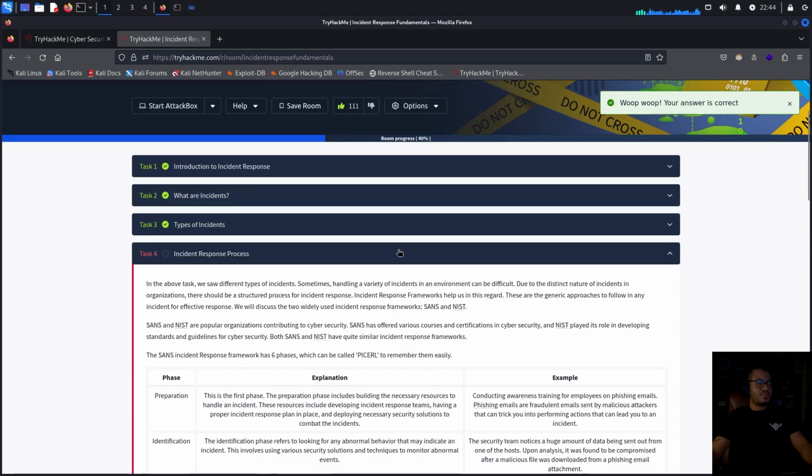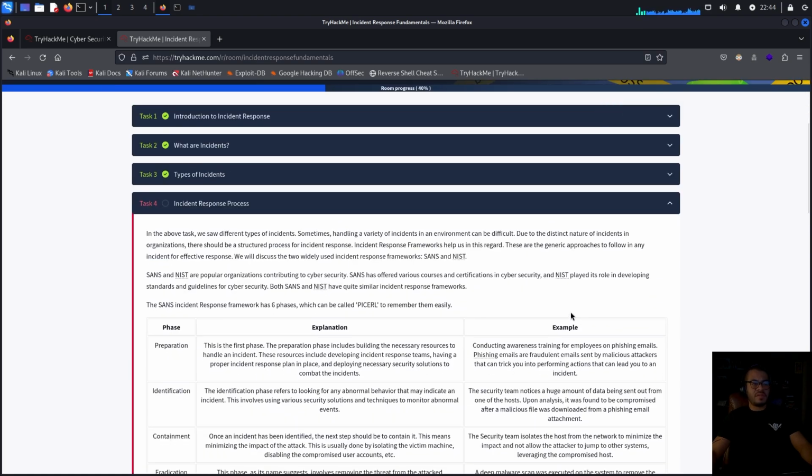Okay, incident response process, right? In the above task, we saw different types of incidents. Sometimes handling a variety of incidents in an environment can be difficult due to the distinct nature of incidents in organizations. There should be a structured process for incident response. Incident response frameworks help us in this regard. These are the generic approaches to following any incident for effective response.